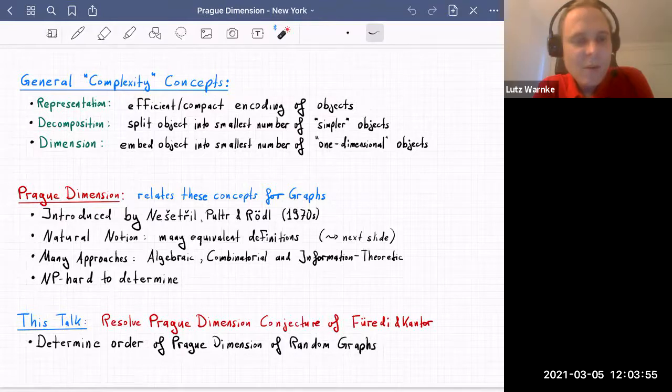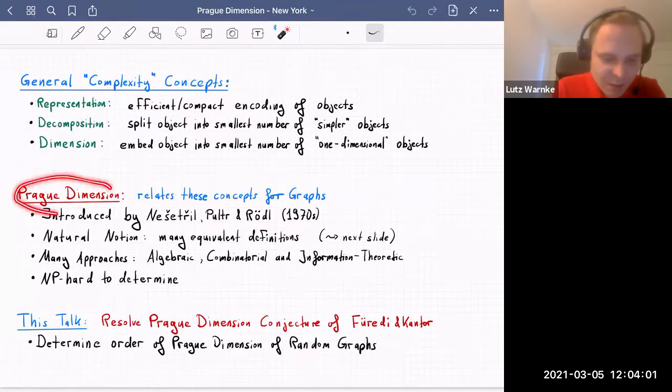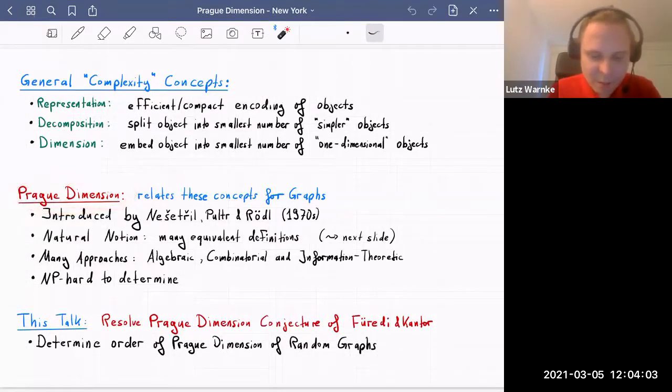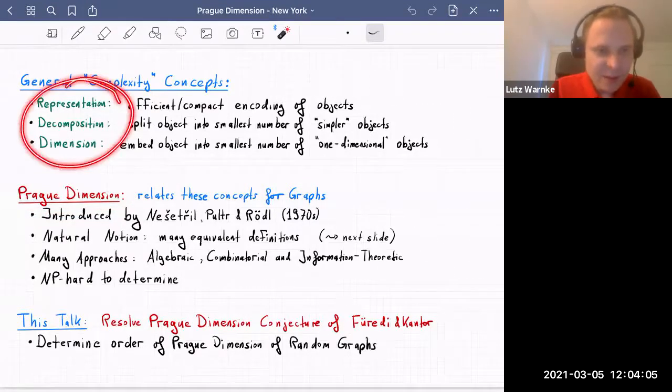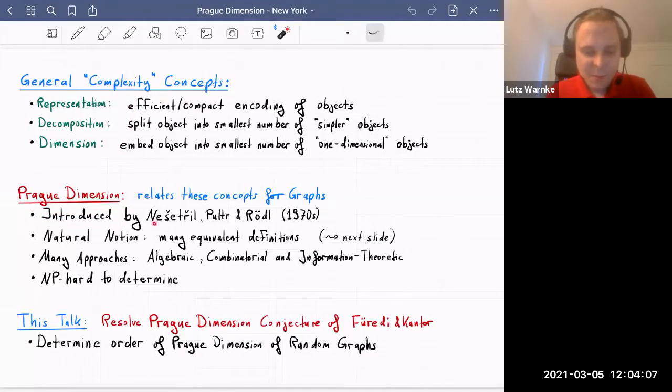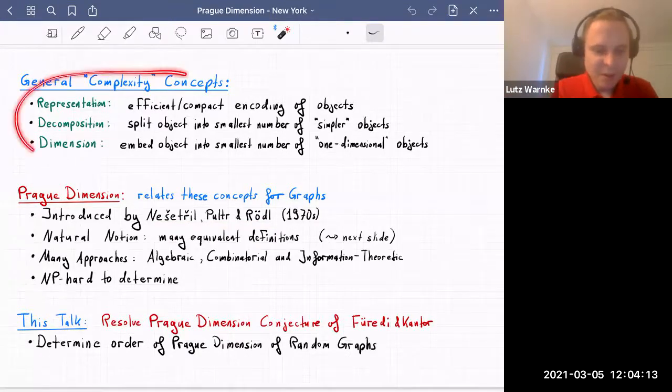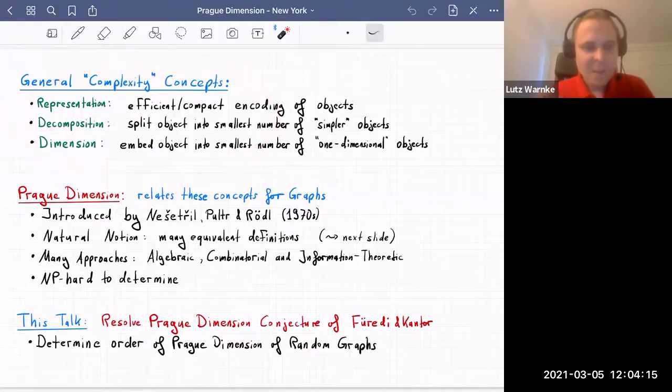One notion of this was introduced and studied by many mathematicians in Prague in the 1970s, the so-called Prague dimension, which basically relates these three concepts. It was introduced by Nešetřil, Pultr, and Lerder in the 70s. I'll tell you exactly what that is on the next slide, but for the moment, just imagine it's some notion of complexity.